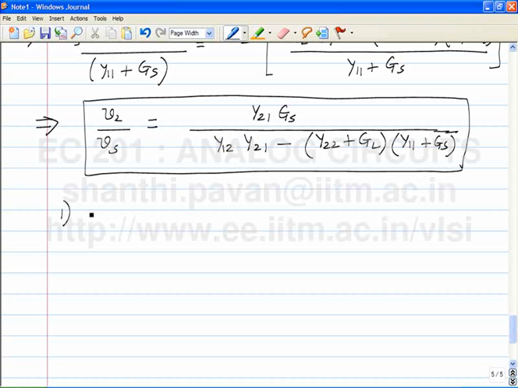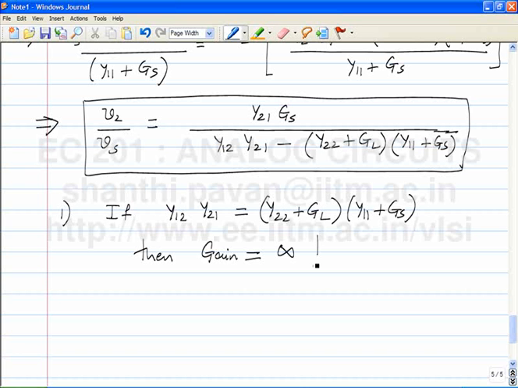A very real possibility is that these two terms are positive and have the same sign, which means if Y12, Y21 somehow magically happens to be equal to Y22 plus GL times Y11 plus GS, then the gain becomes infinity. So gain becoming infinity means what? So you get an output even without an input. And have you seen that happening in this classroom a lot of times? You've seen it. Not you've seen it, you've heard it.